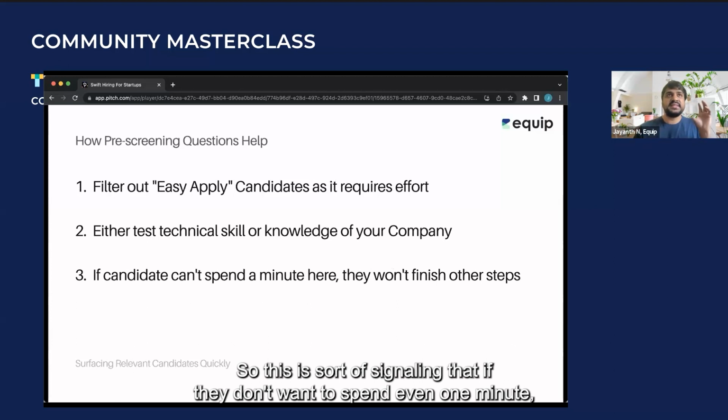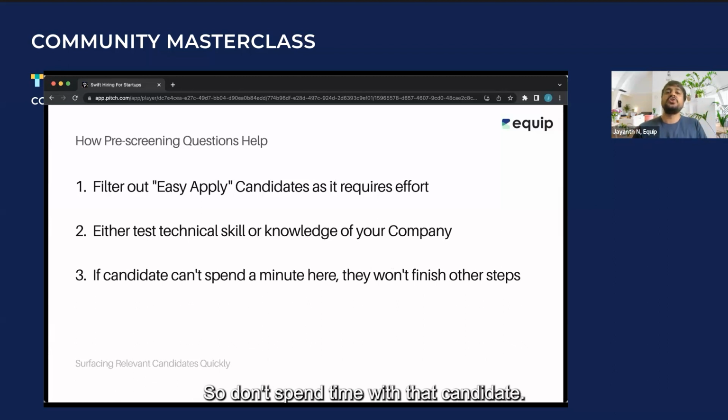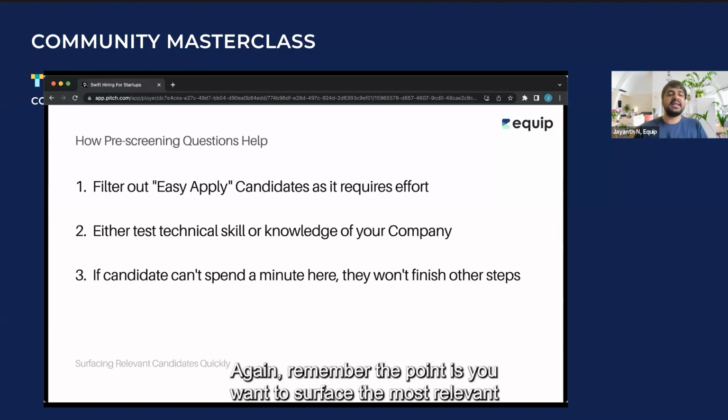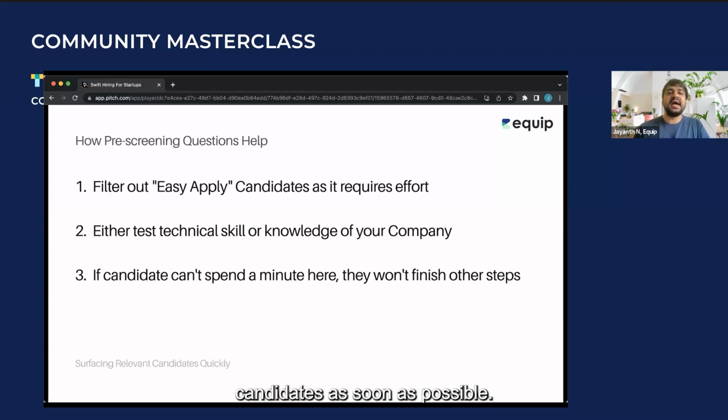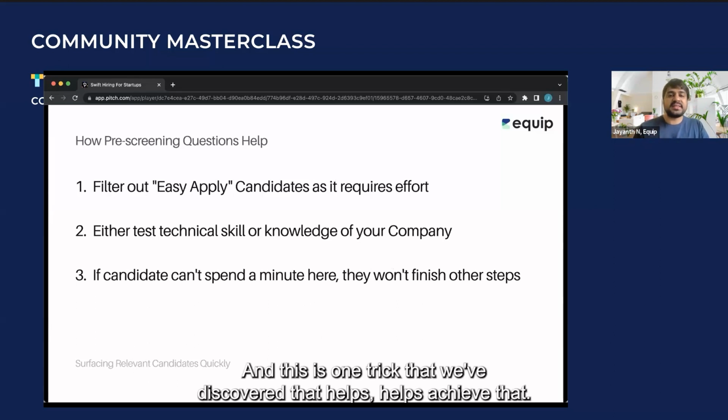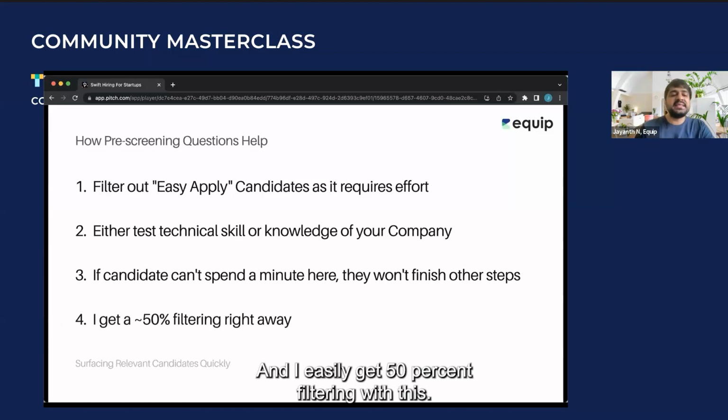So this is sort of signaling that if they don't want to spend even 1 minute, they're not going to spend a few hours. So don't spend time with that candidate, right? Again, remember, the point is you want to surface the most relevant candidates as soon as possible. And this is one trick that we've discovered that helps achieve that, right? And I easily get 50% filtering with this, right?